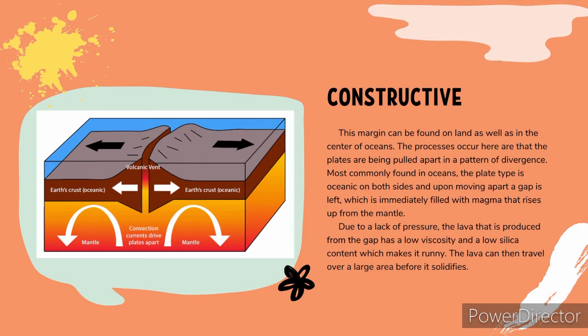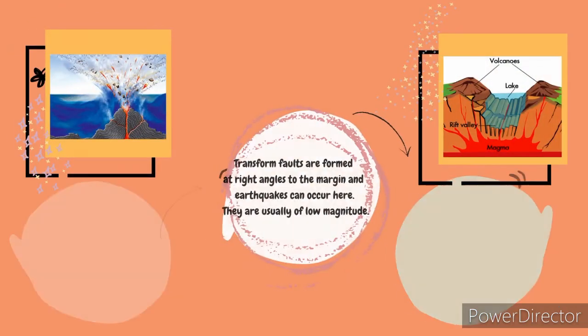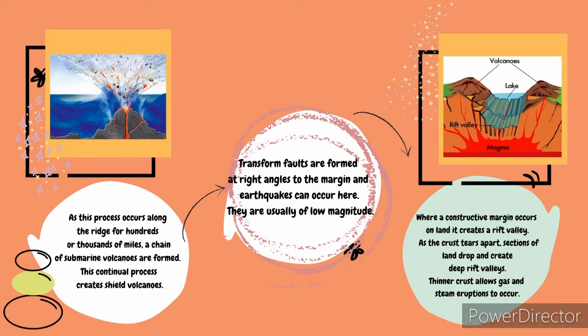Due to a lack of pressure, the lava that is produced from the gap has a low viscosity and a low silica content, which makes it runny. The lava can then travel over a large area before it solidifies. As this process occurs along the reach of hundreds or thousands of miles, a chain of submarine volcanoes is formed.